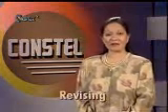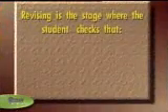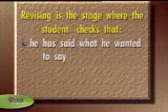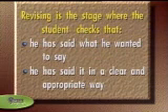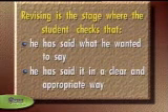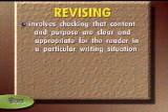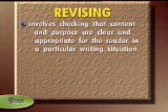What is revising? Revising is the stage where the student checks that he has said what he wanted to say, and has said it in a clear and appropriate way. In other words, revising is the most important part of the writing process. Revising involves checking that content and purpose are clear and appropriate for the reader in a particular writing situation.